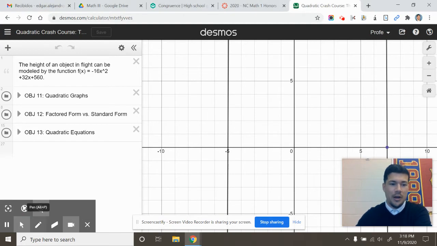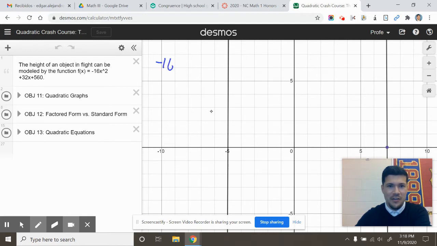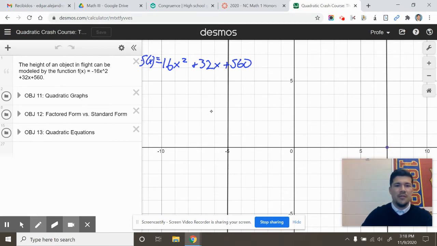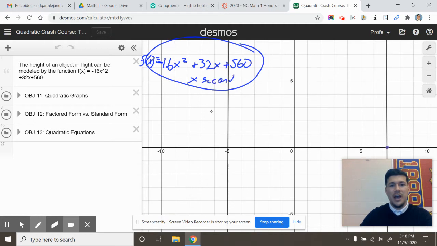All right, so we're gonna do all of this review with one example. Let's say we have the function f of x equals negative 16x squared plus 32x plus 560, and that is our function f of x. And this equation, this is a negative, by the way, models the flight of an object, the height of an object, x seconds after it is launched, where the outputs represent feet, okay?